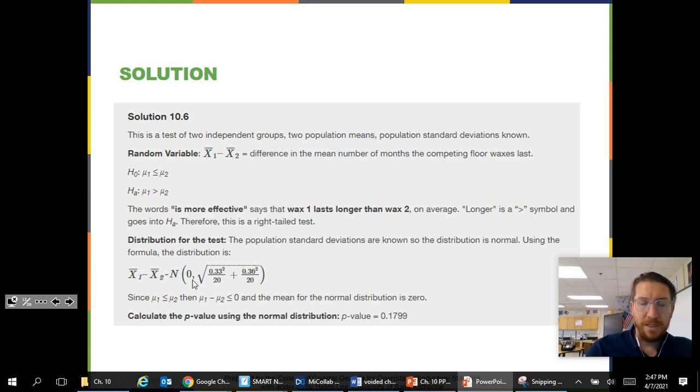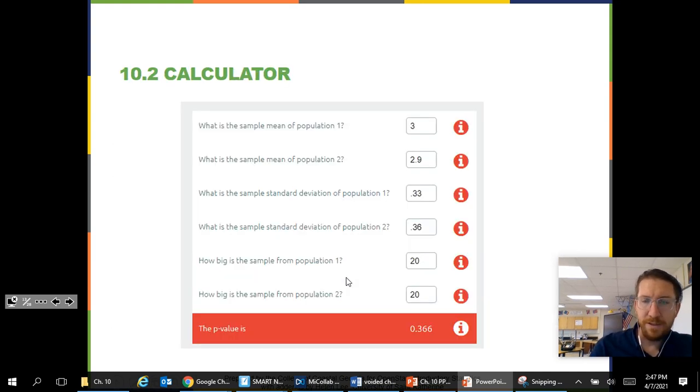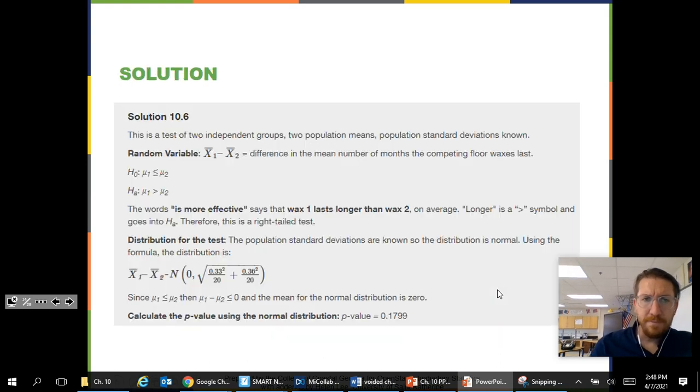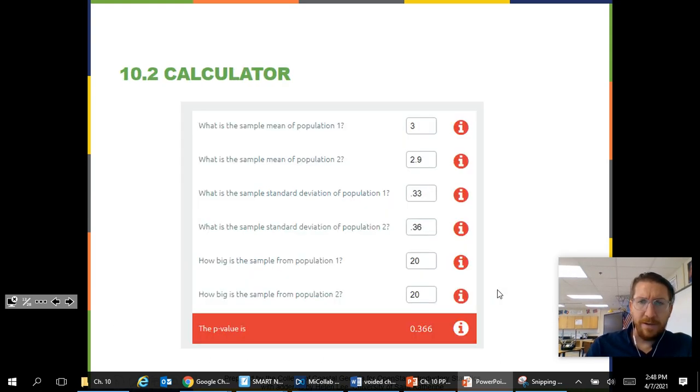And so here it's using our distribution and using these population standard deviations and the sample sizes. They calculate the p-value. Good news for us is we do not need to calculate this by hand. We're going to calculate this using our handy calculator. This is provided in our notes. There's a sheet that shows which calculator to use. So we can plug in our data, and it tells us 0.366. And this calculator is always going to be giving us a two-tail result. It doesn't give an option.